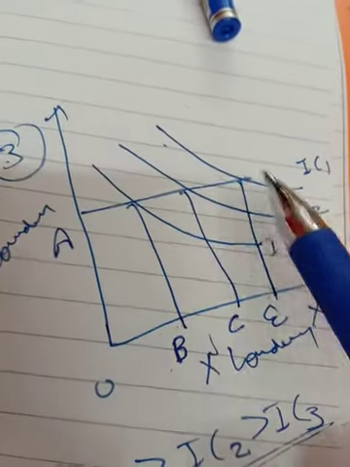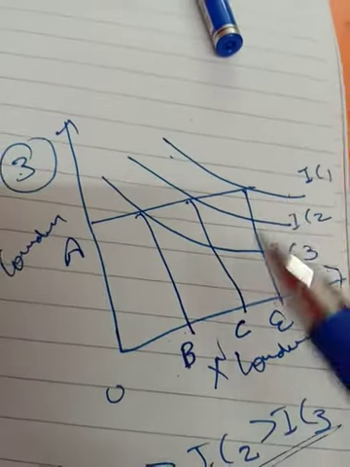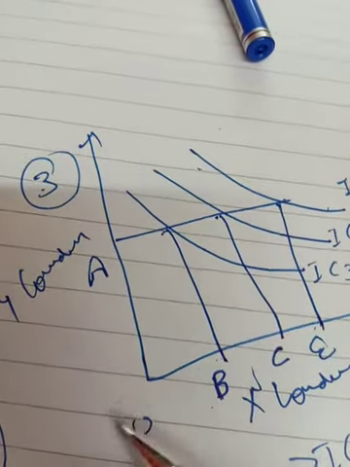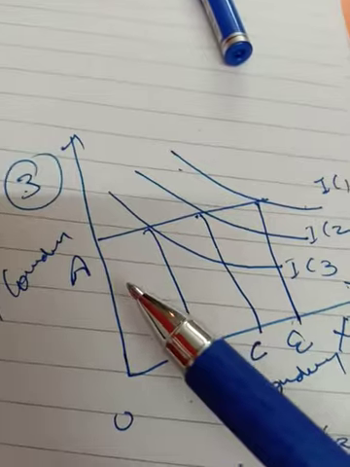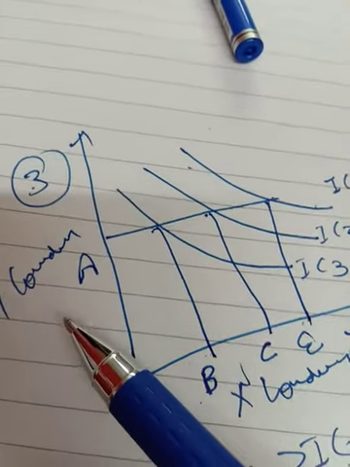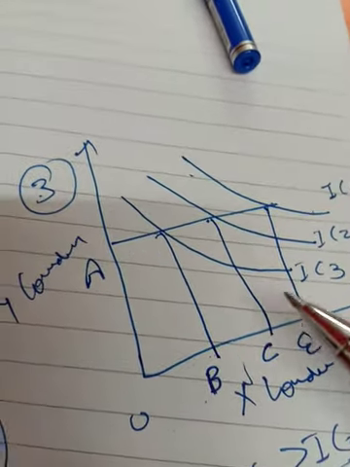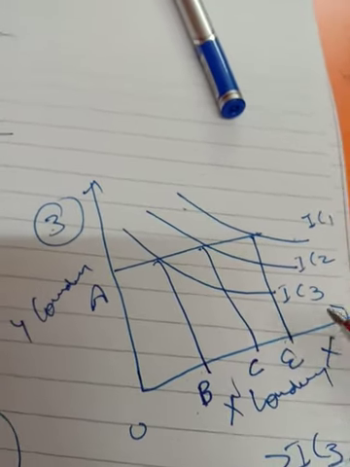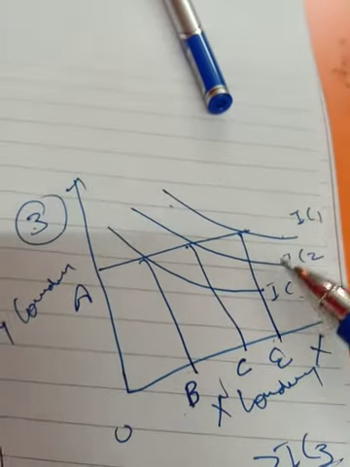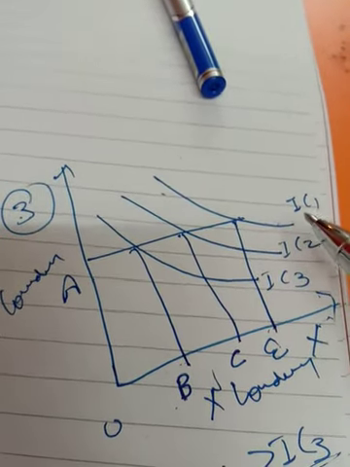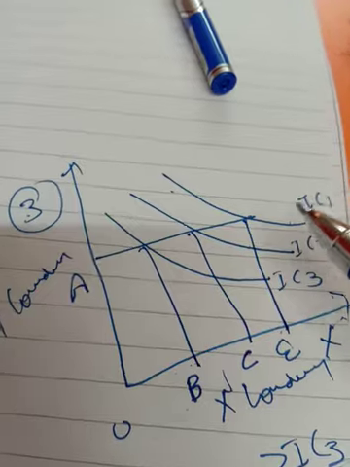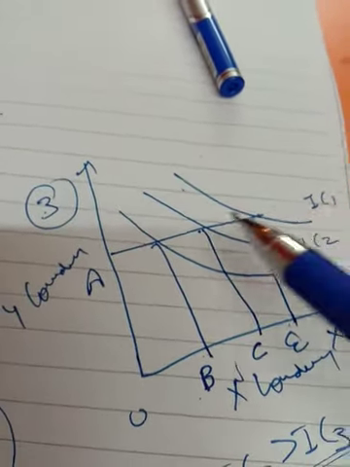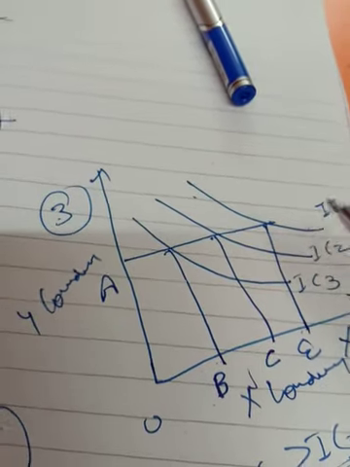As shown in the diagram, IC1 has more quantity of X commodity, that is OE, and Y commodity OA. The OA quantity of Y commodity is constant in all the indifference curves like IC1, IC2, IC3, but the quantity of X commodity goes on increasing. It is more in IC1. So that is why IC1 is giving more satisfaction, and this is the higher one also.